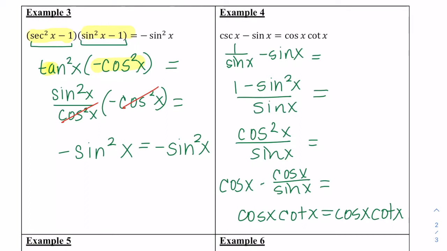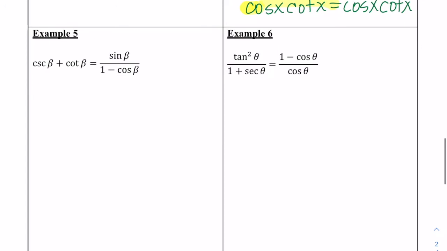For example 4, it may be useful to work with the sum and difference versus the product. So whenever we have a difference here, we can find a common denominator. So I rewrote this as 1 minus sine squared. And then you could see right away that we can substitute that with the identity cosine squared. And then we could break apart that fraction. So it's cosine of x times cosine over sine. And then we get cosine of x times the cotangent of x. All right, go ahead and try these last two examples. Pause the video and come back when you're ready.